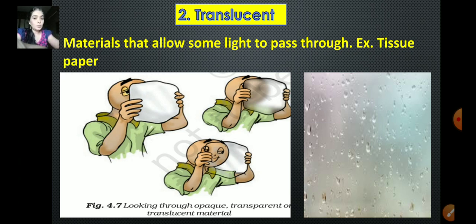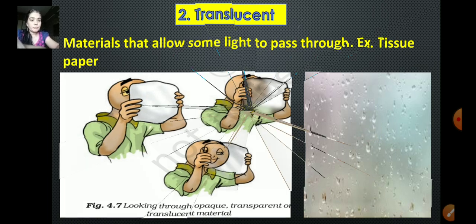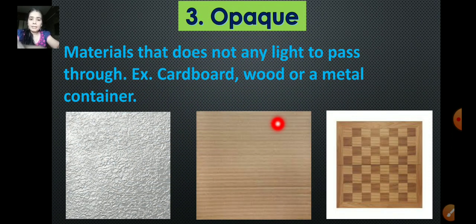If you see through those oil patches, the things we see in the opposite direction are not clear. For example, on a glass window, if there is a water drop, we cannot see clearly; that is called translucent. And what is opaque? It does not allow any light to pass through. For example, cardboard, wood, a metal container or an aluminum sheet. That is called opaque.